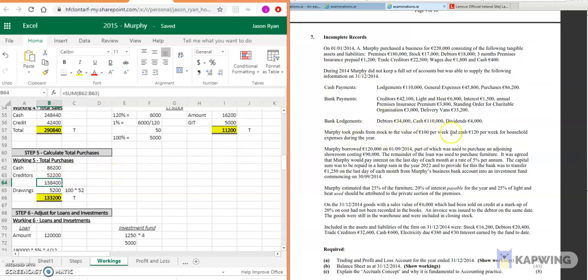And then remember that he's taking stock to the value of 100 per week. So you need to reduce that figure by 5,200. And that gives us 133,200. Okay, so your purchases are going to be reduced because this guy here, Murphy, he's taking goods from the stock, which is basically your purchases that you're going to sell on to get money from.